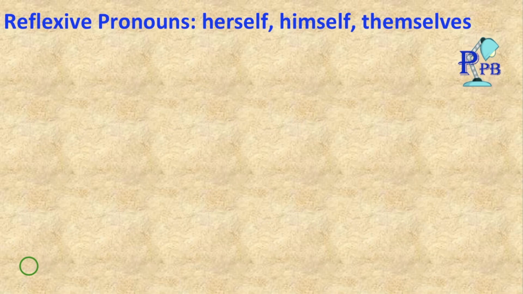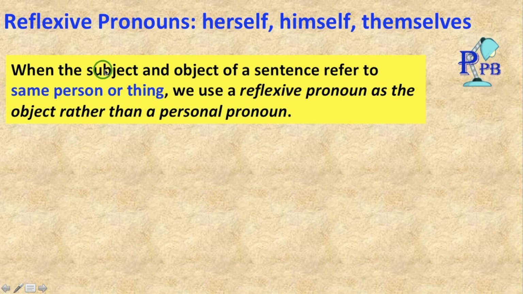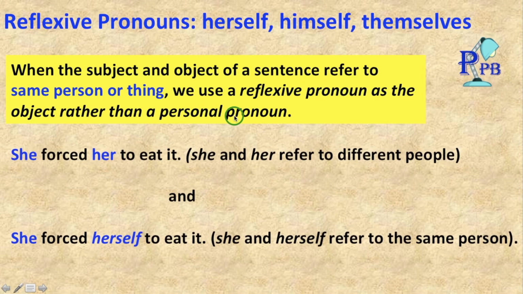Now, as I have told you earlier, the reflexive pronouns are herself, himself, themselves, myself, yourself, etc. And when the subject and object of a sentence refer to the same person or thing, we use a reflexive pronoun as the object rather than a personal pronoun. This is the point. That is, when the subject and object of a sentence refer to the same person, we have to use a reflexive pronoun instead of a personal pronoun. Here are the examples for you.